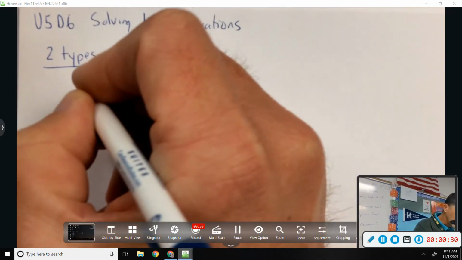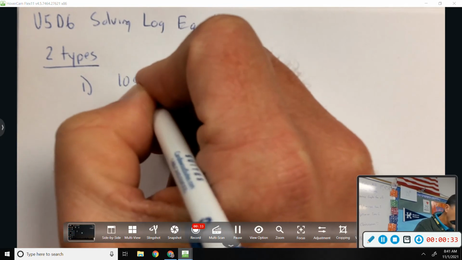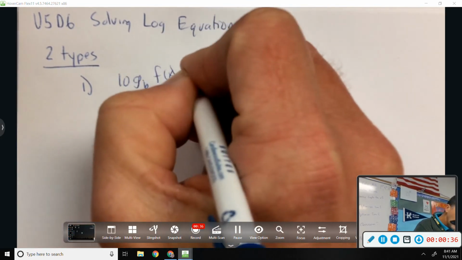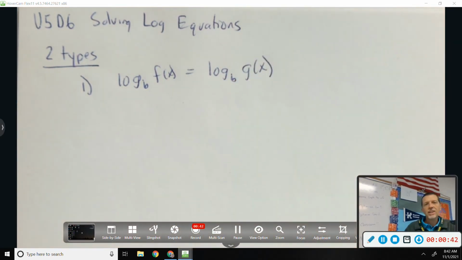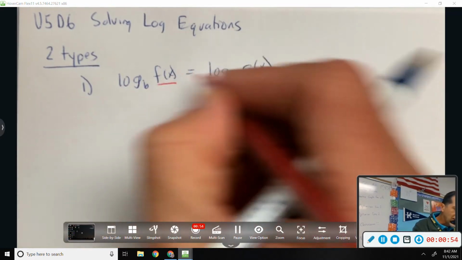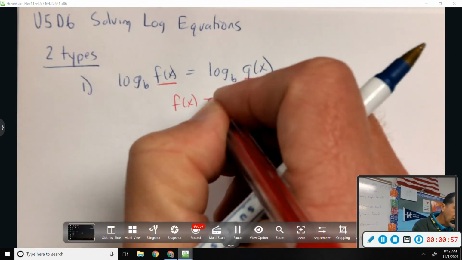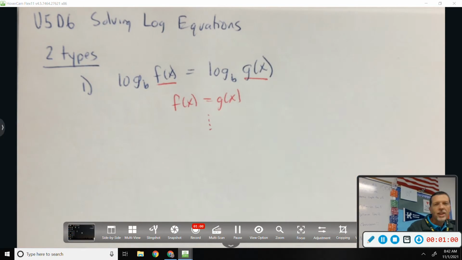And it's a very similar situation. One type is if you have log base b of f of x equals log base b of g of x, what do you think we can conclude? Let's not say we're going to cross out the logs, but we can definitely say f of x equals g of x and go from there depending on what else is going on. That's our favorite type because it's a log equation, but not really. The first step is get rid of the logs and then it's not a log equation anymore.